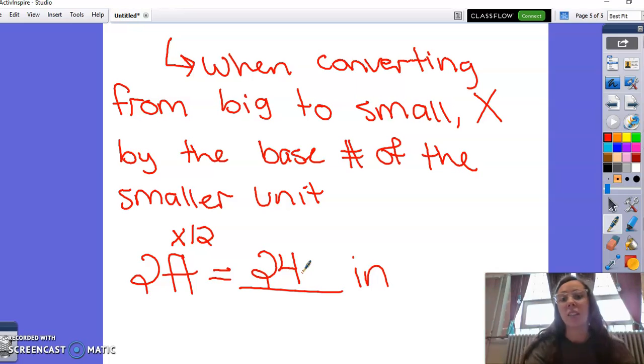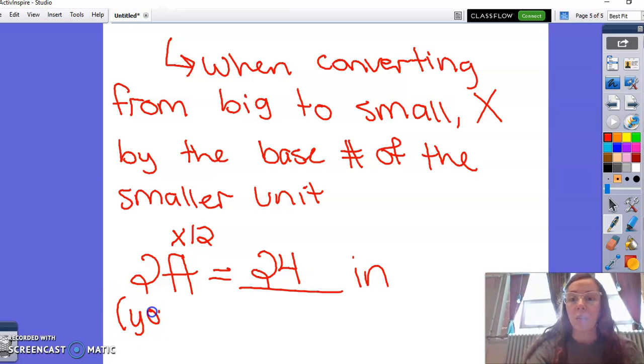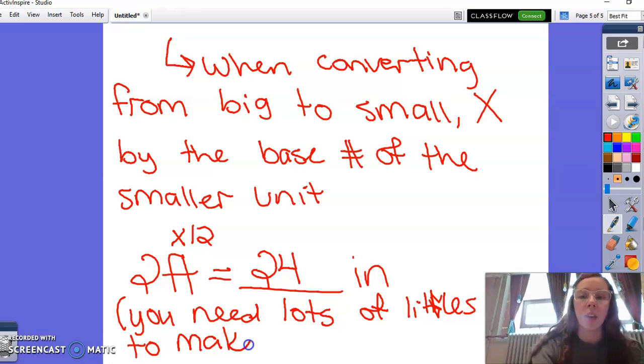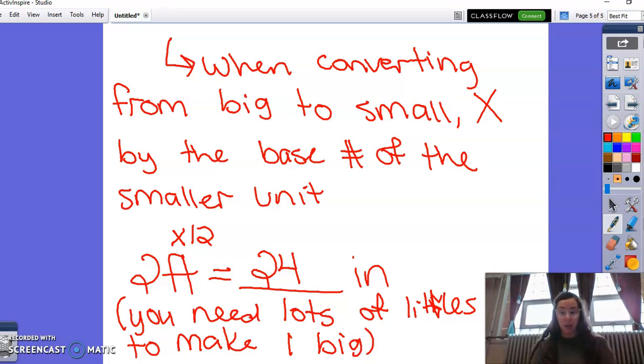And let's actually write that down. You need lots of littles to make one big. And what I mean by that is you need lots of little units to make one big unit. That's why we multiply. There's lots of inches in 2 feet. Make sense?